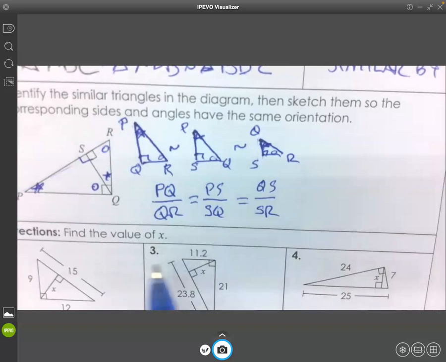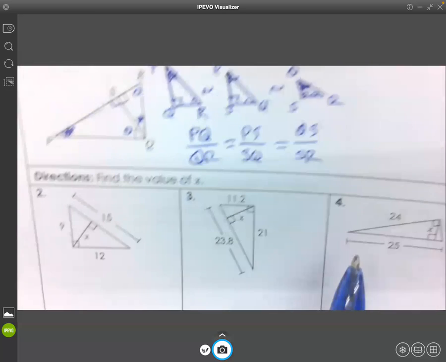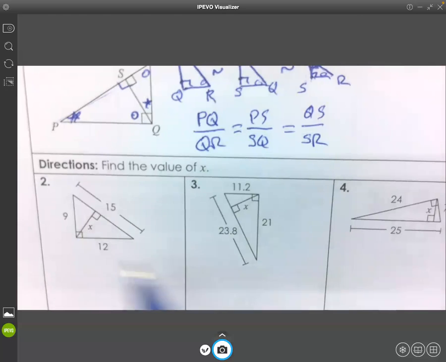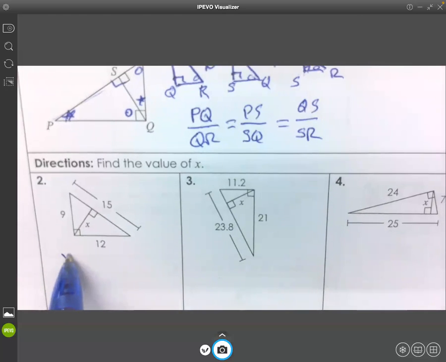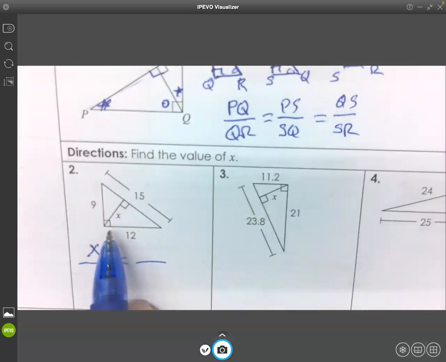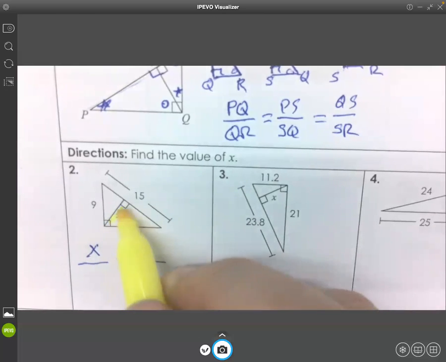Given that, we should be able to see a relationship. For example, in this triangle, I want to solve for x. So I'm going to say x over something. How would you describe x? Is it a leg or is it a hypotenuse? Okay, are we talking the smallest triangle, the middlest triangle, or the biggest triangle? Middlest. So you're talking about this triangle right here, and you're saying it's a leg.